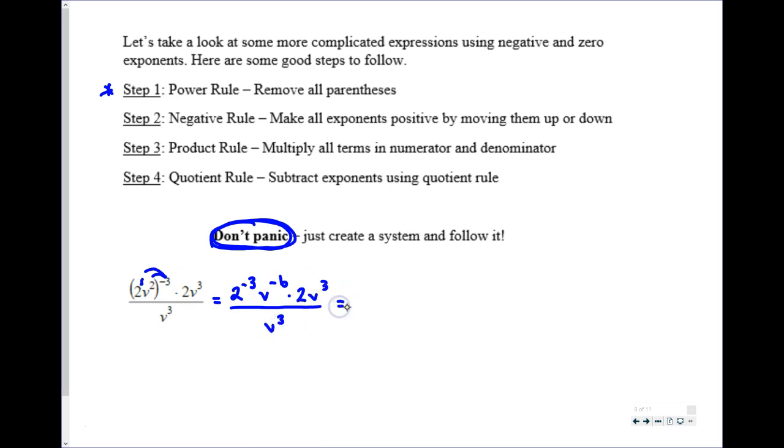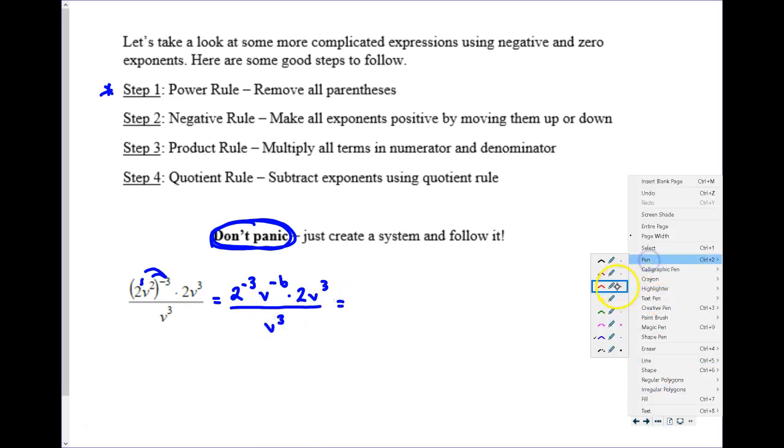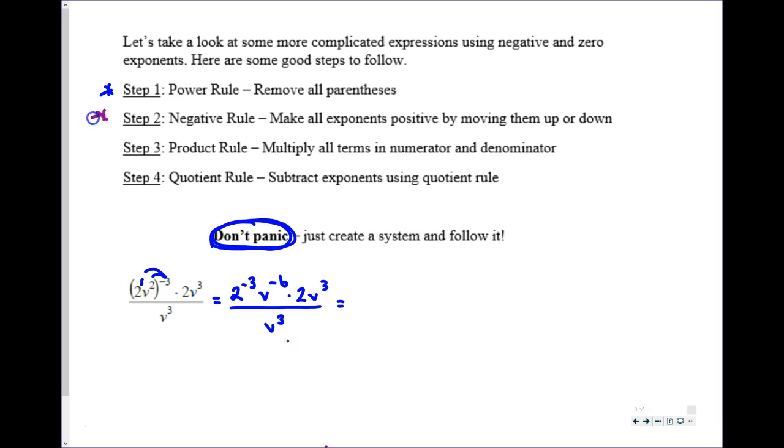Okay? The next step is the movement step. That's the negative rule. Okay? By moving them up or down. So I'm going to look at each individual term, and I'm going to ask myself, where does this go? So this guy, the 2 to the negative 3, that is a negative exponent, so when I draw another line, that goes on the bottom and becomes positive, and I cross it off because I'm done with that. The next term, v to the negative 6, that becomes positive, moves to the bottom, cancels out.